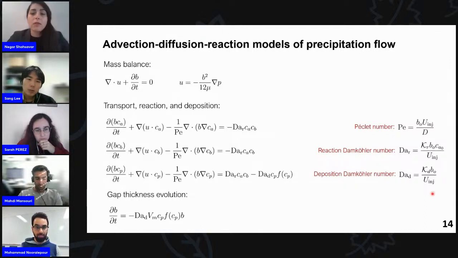So we solve the three blocks of equations sequentially in our model, and we have the same boundary conditions as we have in the experiment. So we have constant injection rate at the center of the cell, and we have open flow boundaries at the perimeter of the cell.